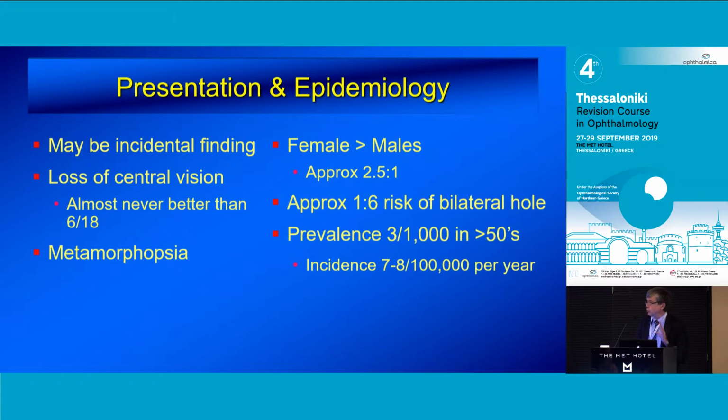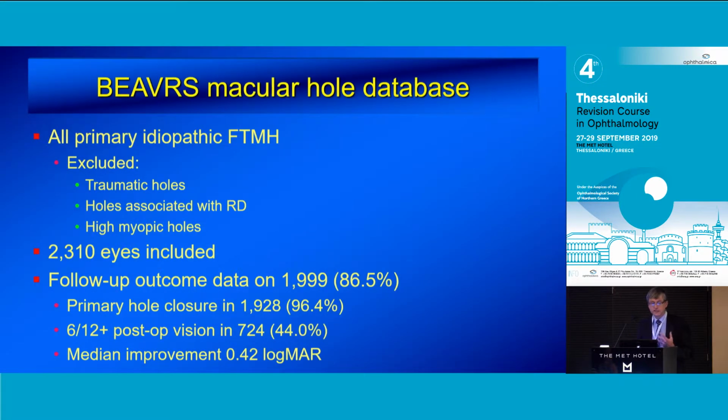Now, in order to tell you a little bit more about the prognosis and outcome of macular hole surgery and the things that determine that, we're going to turn to the BEAVRS Macular Hole Database. This is a database that includes primary idiopathic macular holes. We've got over 2,300. Right now, it's nearly 2,400 macular holes included, so it's the largest database of macular holes in the world. We've got follow-up data on about 2,000 of them. The primary hole closure rate is very good these days. It's better than 96%. And we're getting 6/12 or better vision in 44%. And the median improvement is 0.42 logMAR, roughly 20 ETDRS letters.